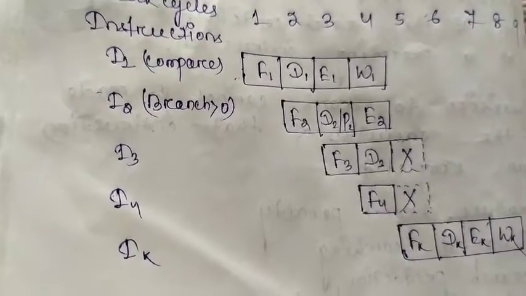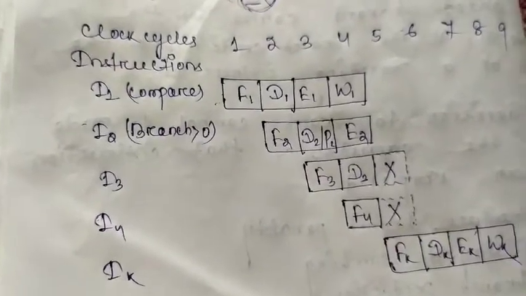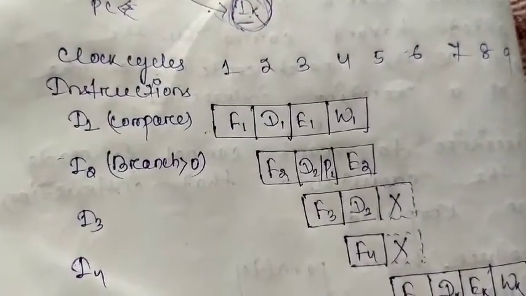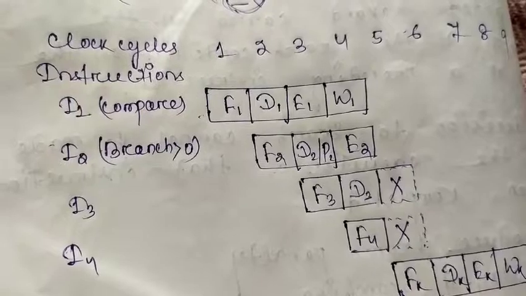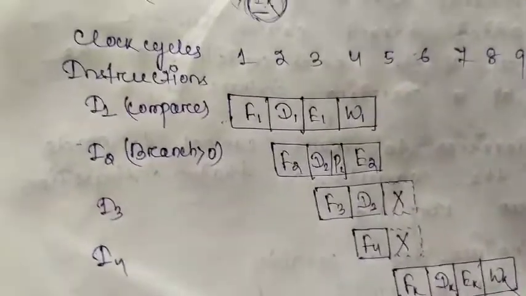Okay, so let's continue with the previous video. This is an example of the timing when a branch decision has been incorrectly predicted.